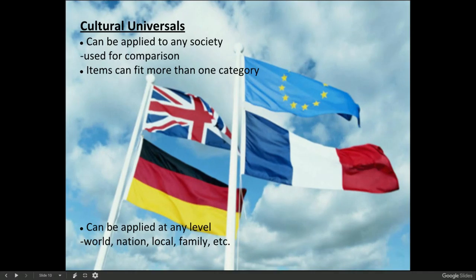The cultural universals can be applied to any society. We'll see that in anything, and we can use them to compare societies, people, events. Items you'll find can fit in more than one category, meaning something that is economics might also be social arrangements. Something that is art might also be connected in some way to religion. So we'll find that you can't put everything in just one category all the time.